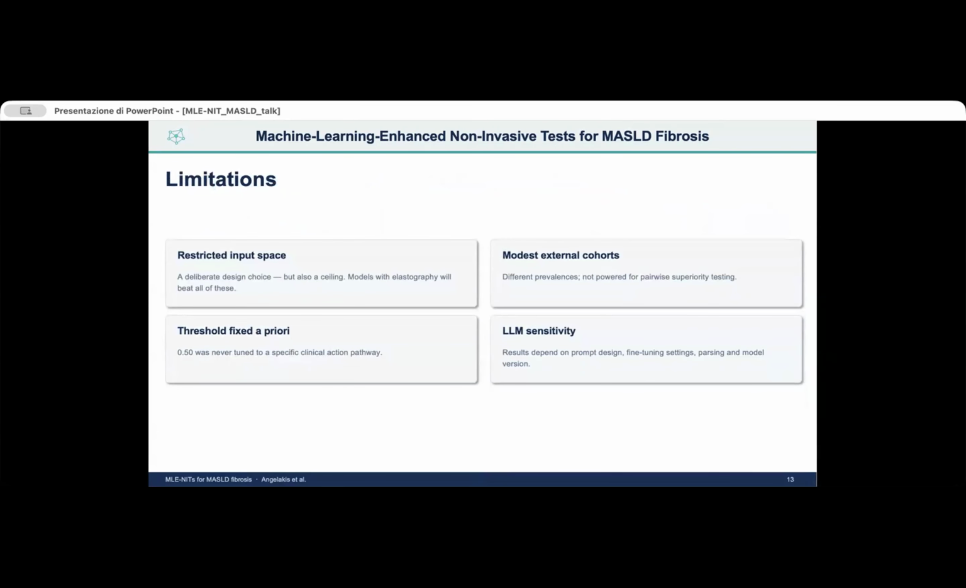But every study has limitations, and ours is no exception. First, we intentionally restricted the available information to the variables already contained in FIB4, which inevitably limits the maximum achievable performance. Second, although we performed external validation, the validation cohorts remain relatively small, and the study is not powered for definitive pairwise superiority. Third, we fixed the operating threshold rather than optimizing it per cohort. And finally, the language model results depend on prompt design. This is always true. A fine-tuning strategy and model version count as well. These limitations define clear directions for future work.